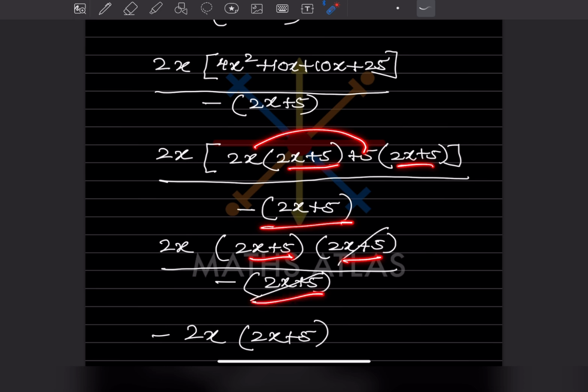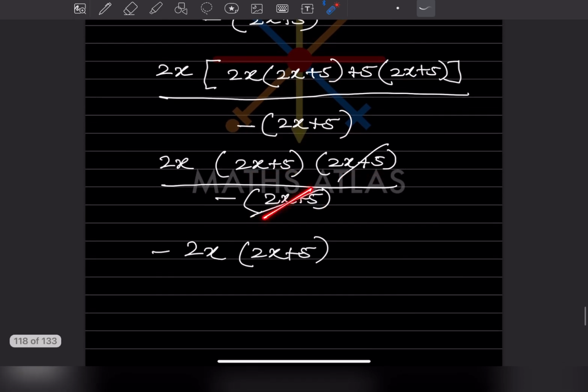Now here the same. So now what we can do, we can cancel out this one. So see, be careful with this minus sign. So you'll write here minus, because here this is in denominator, this is plus. So plus divided by minus is always minus. So we can write this in the numerator. So this is 2x and this will be 2x plus 5.